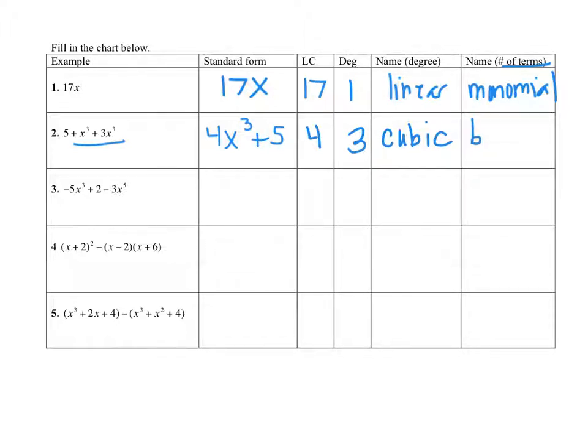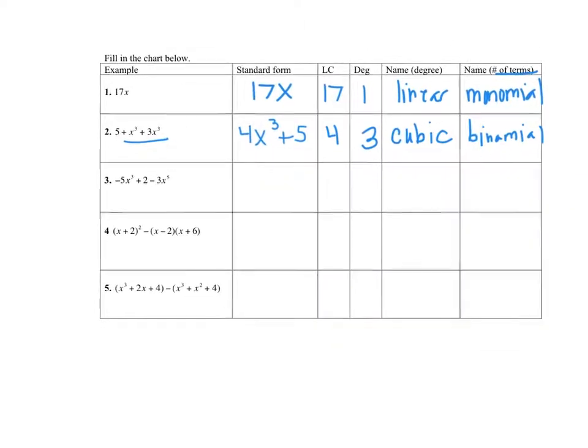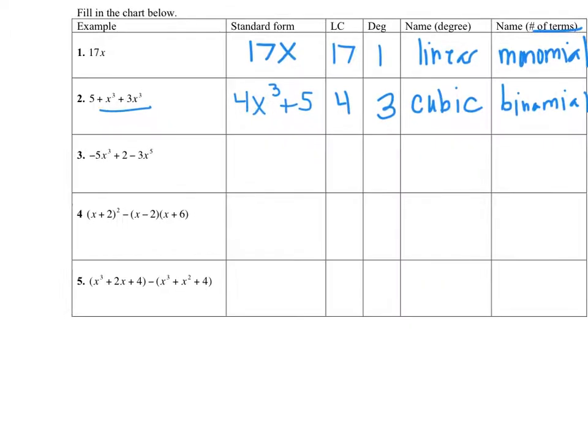Binomial. It's got 2 terms, right? 2 terms, so it's a binomial. Yes, very good. I'm going to let you try the next one. Okay? By your little selves, just real quietly.